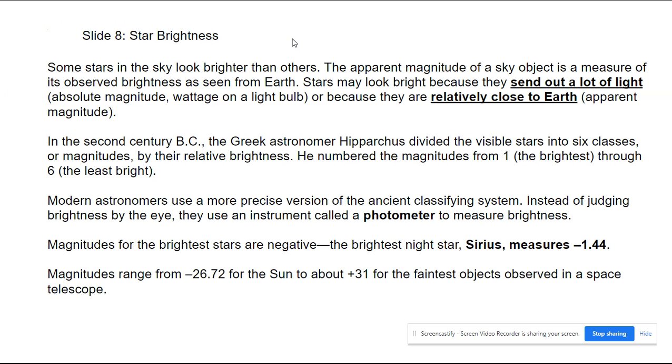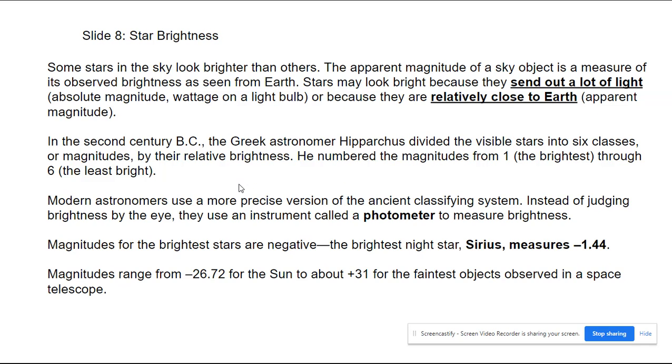Okay. Slide 8, star brightness. I want to take some time on this, and we'll do an activity in class as well. Some stars in the night sky look brighter than others. The apparent magnitude of a sky object is a measure of its observed brightness as seen from the Earth. Stars may look bright because they send out a lot of light, which is called absolute magnitude. Think of it as the wattage on a light bulb, 25 watt, 75 watt, 60 watts, 100 watts, or because they are relatively close to the Earth, which we call apparent magnitude.